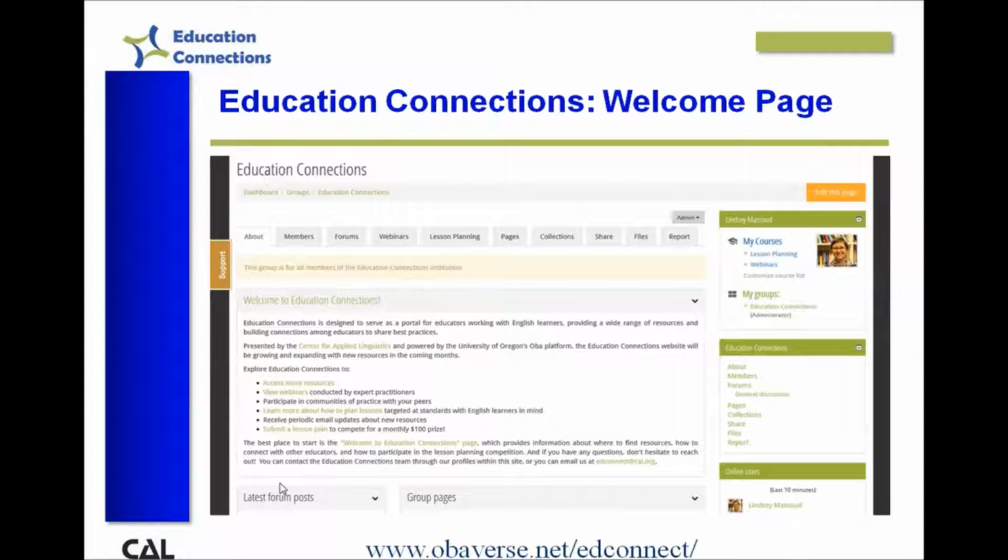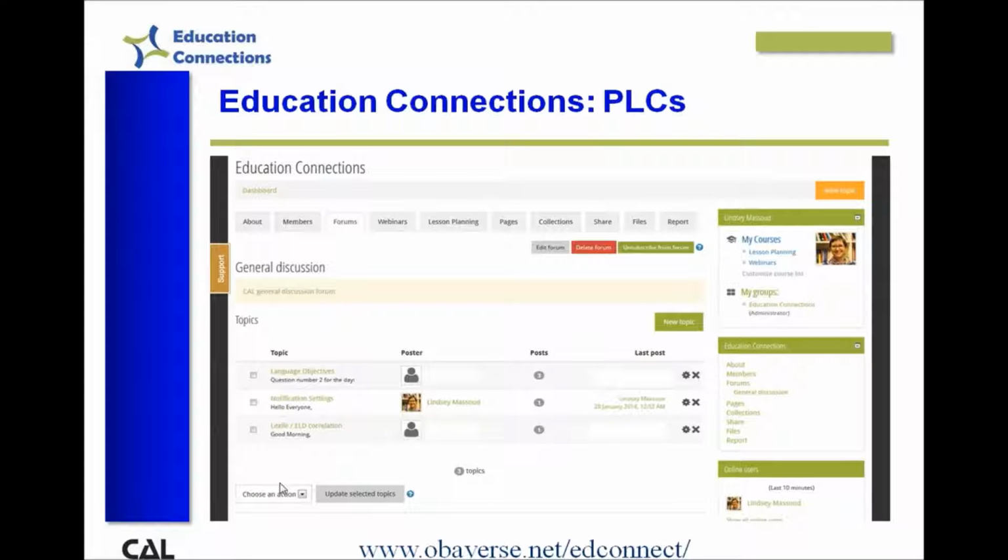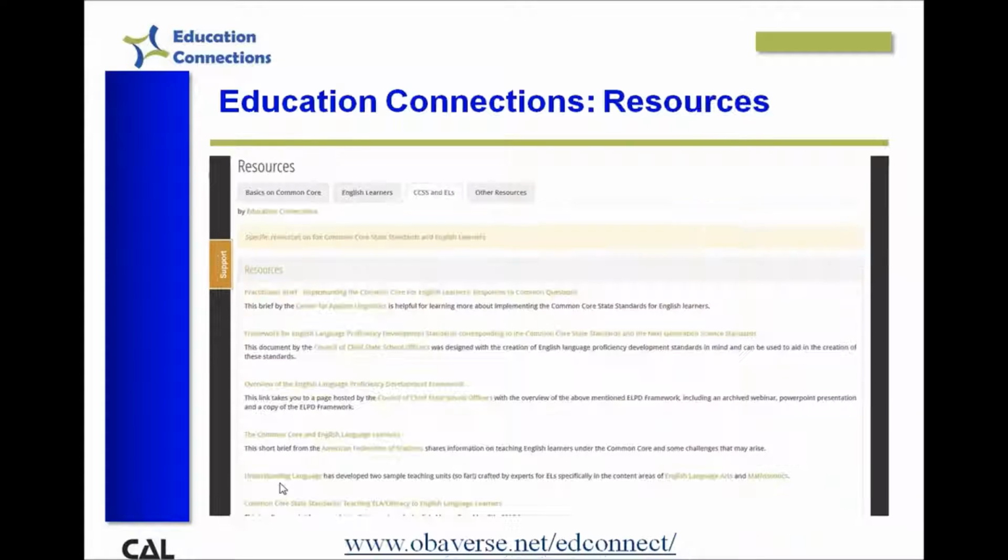Once you log into Education Connections via our Obaverse platform, you'll find various tabs that link you to the activities and resources available in the site. The PLCs are groups of users under the Forums tab that engage in discussions and share pointers, experiences, and expertise around implementing the CCSS for ELs. Under the Resources tab, you'll find a repository of resources that are currently separated into 4 categories: Basics on the Core, English Learners, CCSS and ELs, and finally Other Resources.